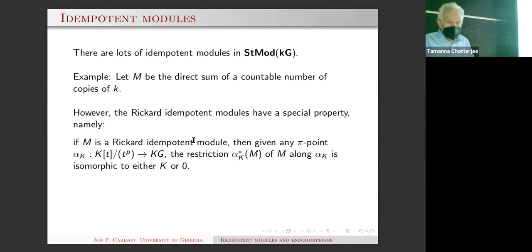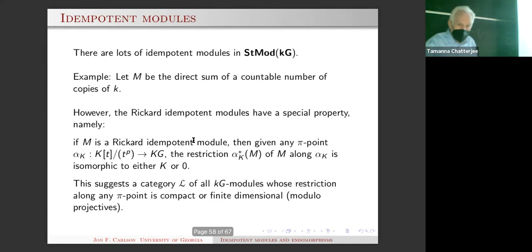And that is, given any pi point, if I restrict along that pi point, one of these has one property. If I restrict this triangle, what am I going to get? I'm either going to get an isomorphism here, or an isomorphism here. So it's always isomorphic to either K or 0. So it's finitely generated. So it suggests another subcategory. Take all KG modules whose restriction to a pi point is compact, meaning finite dimensional, modulo projectives.